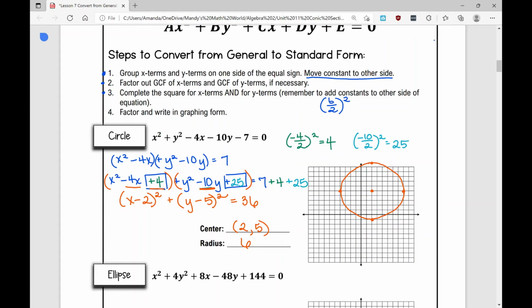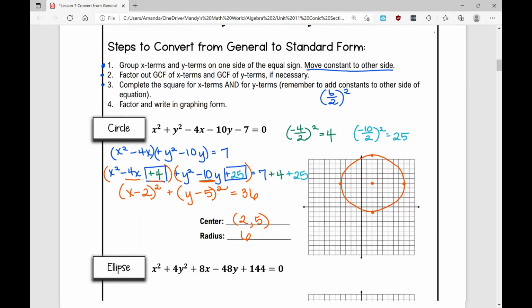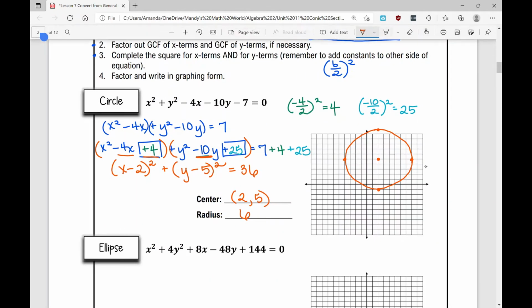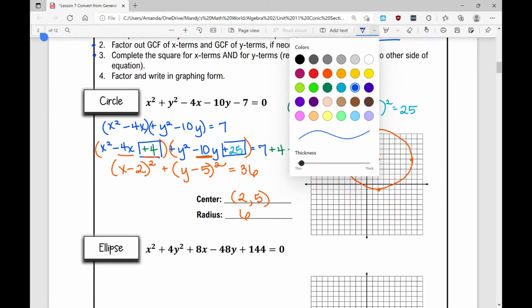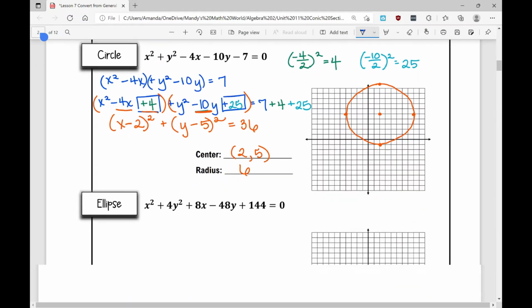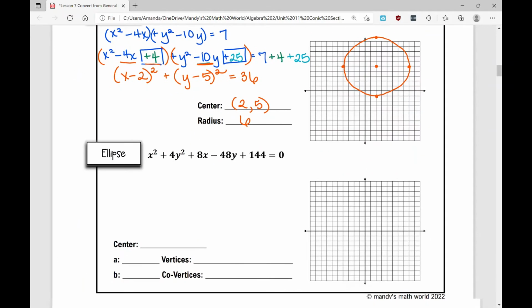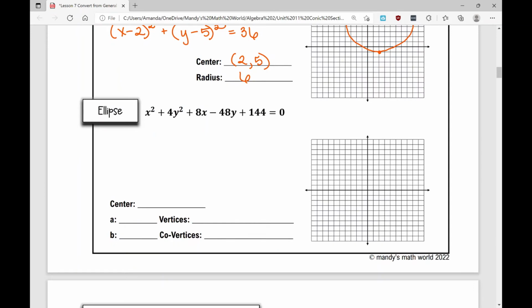And that's how you do that when you have a circle. Okay, and these won't be labeled on your assignment, but you can identify them because we've already done a lesson over identifying conic sections. So let's move on to an ellipse.